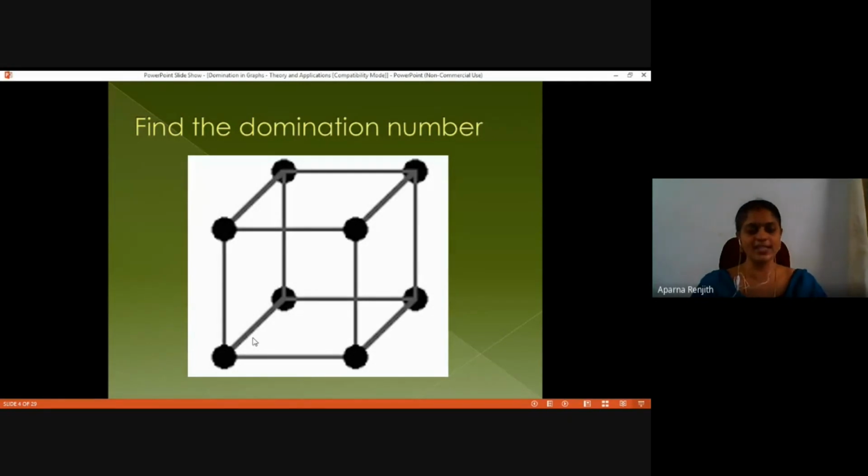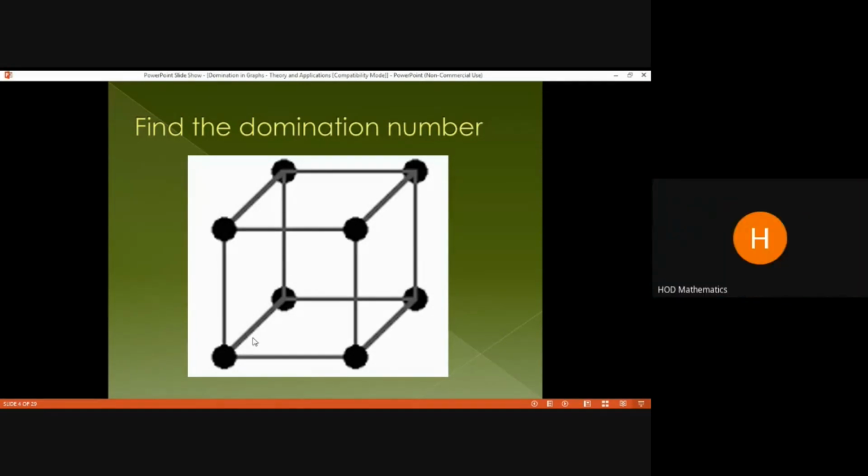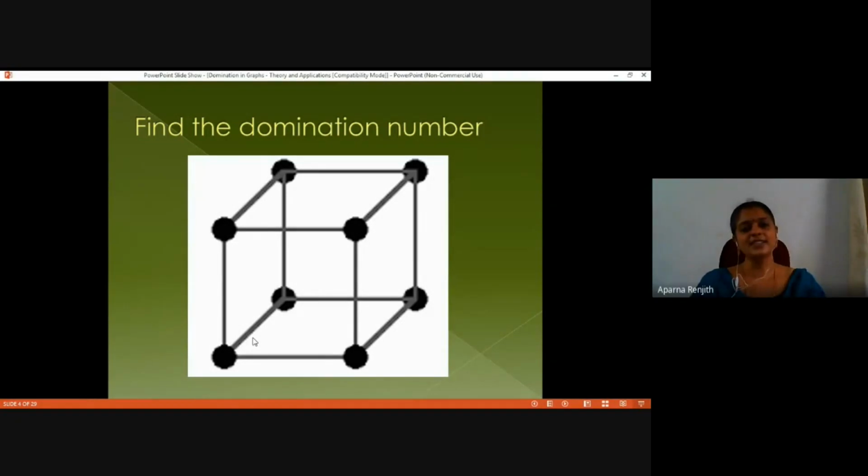Is the screen not visible now? You can just search in the people list and you can see that Aparna Ranjit is presenting. Click on that and pin that screen. Then you can see mine, even if someone else is presenting a screen.